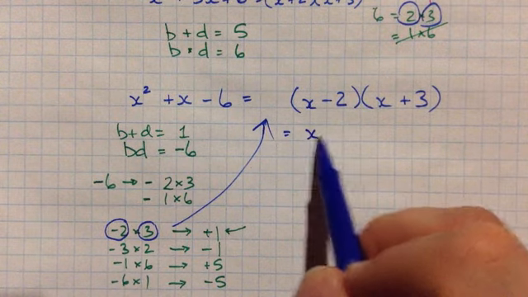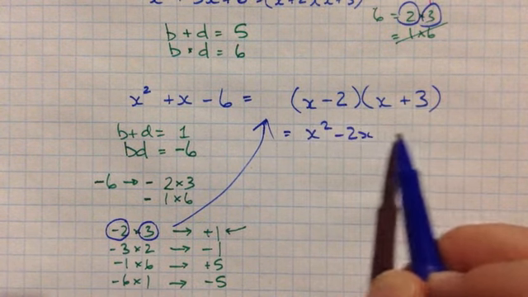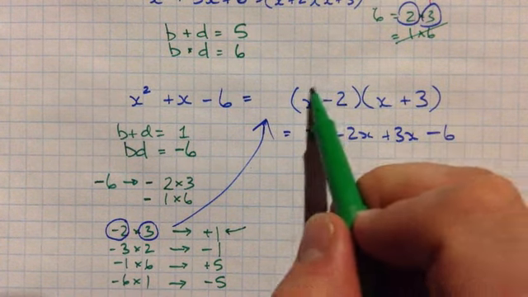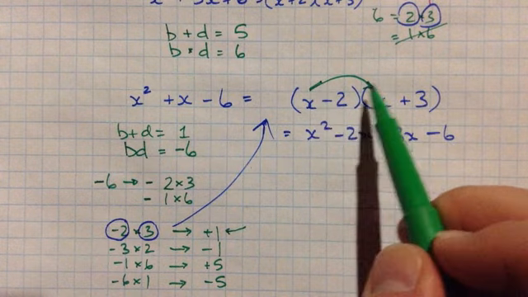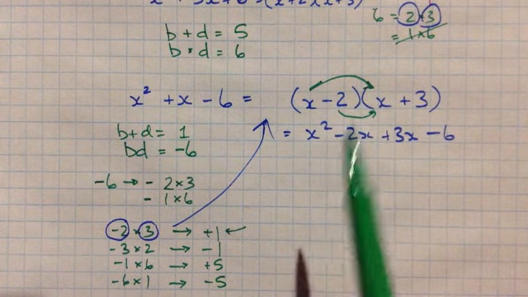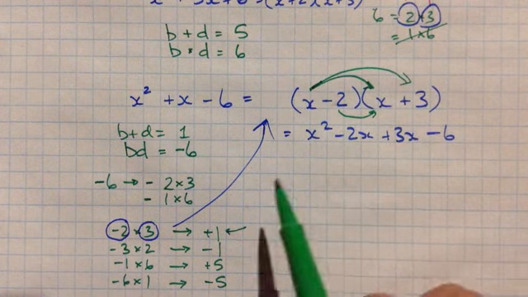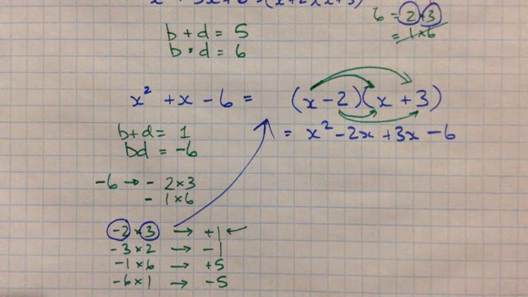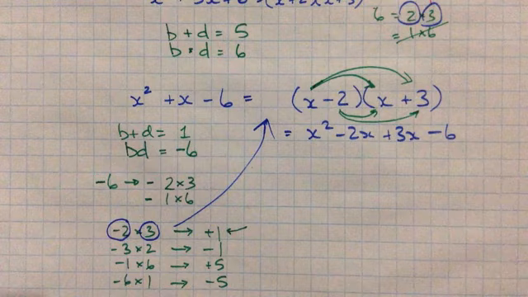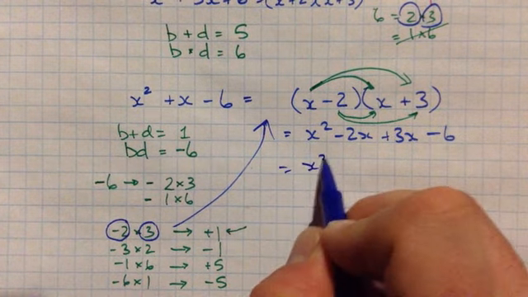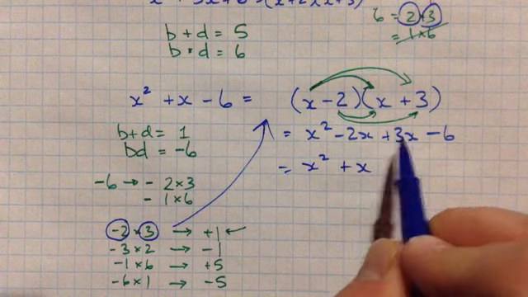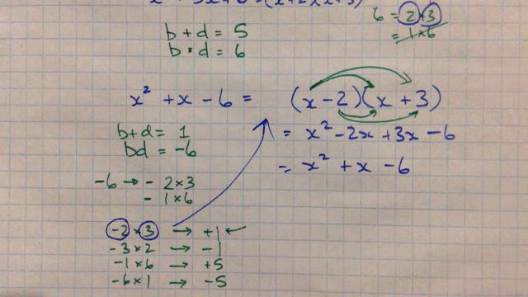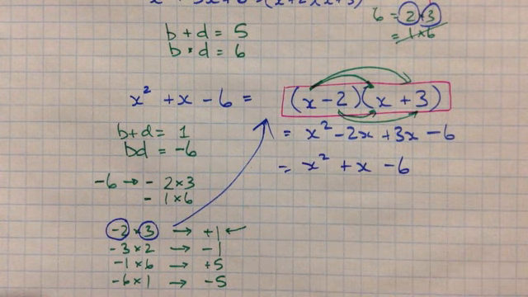So x times x is x squared. I've got minus 2x plus 3x and minus 6. So just to again show you how I did that, in order here, I did negative 2 times x, and then I did x times 3, and the last one, negative 2 times 3. There we go. So that's how those things all multiplied out, and let's just see how we finished. x squared plus x, that's minus 2 plus 3, minus 6, which is what we started with, so that's nice. So this is the factored form of that expression.